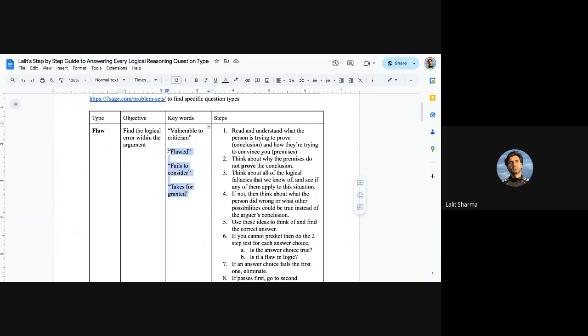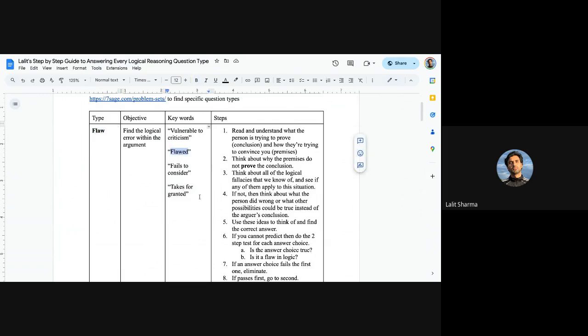So these keywords are, you know, because you've taken a test, the middle section between the stimulus and the answer choices, right? Where it tells you what kind of question it is. You don't actually need to read the whole thing a lot of the time, or almost every time. All you need to do is look out for these keywords. So if you see the words vulnerable to criticism, just those 3 words, you know that it's a flaw question. If you see takes for granted, fails to consider, obviously the word flawed, you know it's a flaw question.